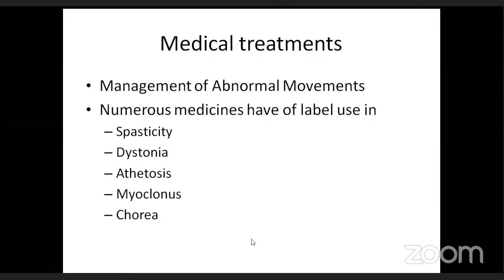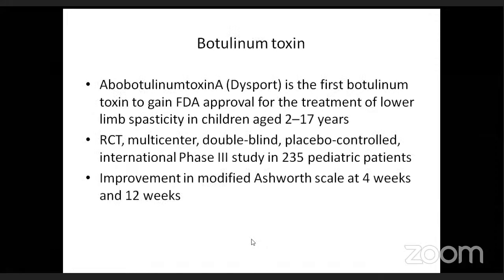So medical treatment is basically management of abnormal movements, and those movements can include dystonia, athetosis, myoclonus, chorea, and the most important, spasticity. Now in spasticity, we have one indication of Botox or Dysport. That is the first botulinum toxin which was actually approved by the FDA, and it was approved for treatment of lower limb spasticity in children from the age of 2 to 17 years.